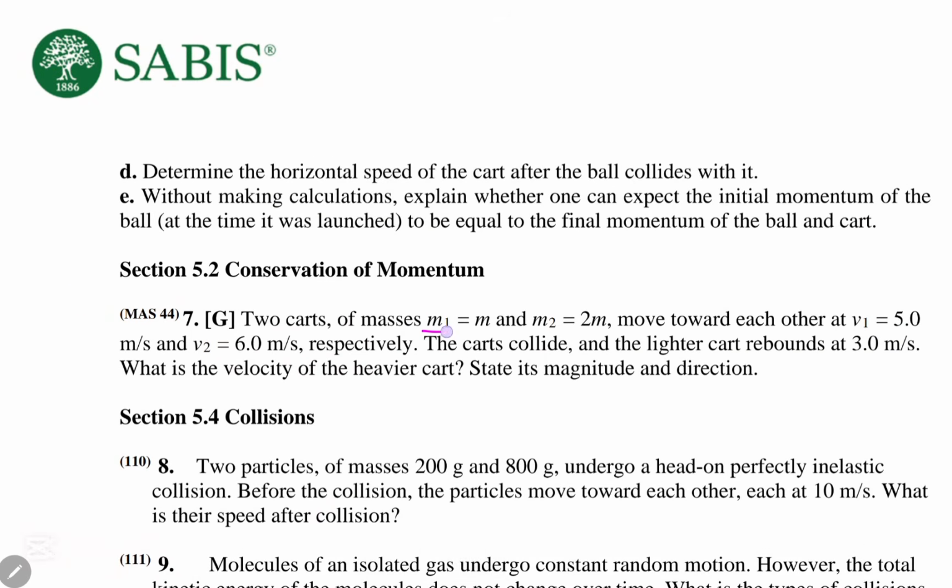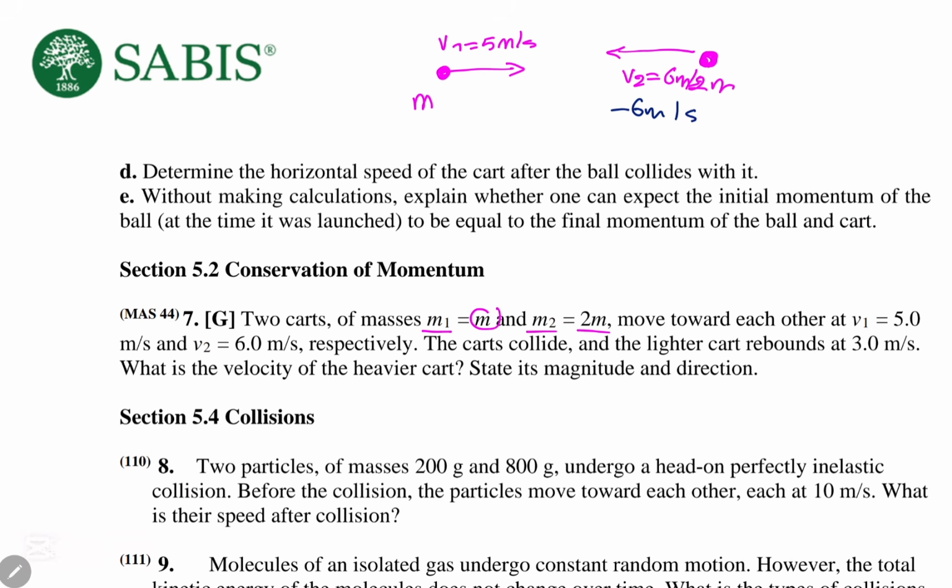Two carts of masses m1 equal to m and m2 equal to 2m move towards each other. So we have our first cart. It has a mass of m. We have our second cart over here. It has a mass of 2m. They are moving towards each other at, here this is v1 equal to 5 meters per second, and here this is v2 equal to 6 meters per second. But because they're going in opposite directions, one of them needs to be negative. So I would choose, for example, this to be minus 6 meters per second, okay?